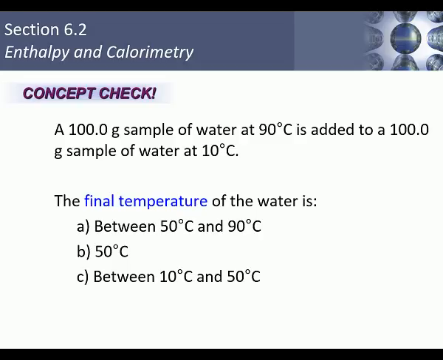And so for this particular check for understanding, you're going to use that S times M times delta T, and you're going to set up a side-by-side system. You're going to have SM delta T equals SM delta T. One side of the equation will be the 100 gram sample of water that is at 90 degrees Celsius, and the other side will be the sample of water that is at 10 degrees Celsius. All right, so that's your hint.